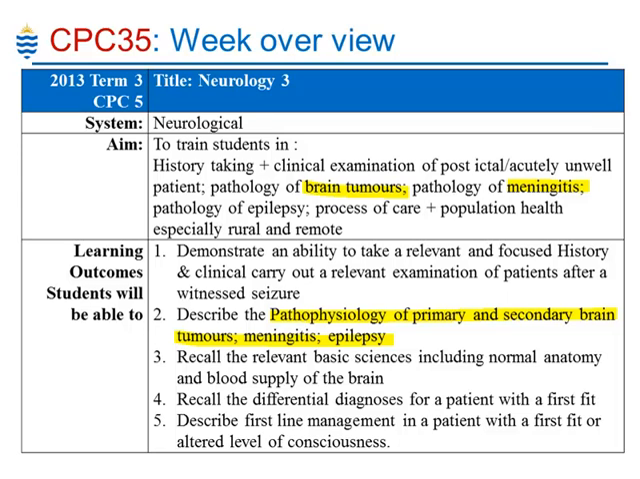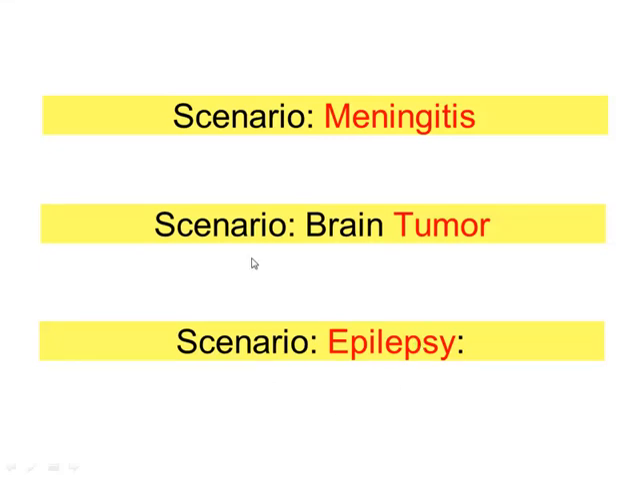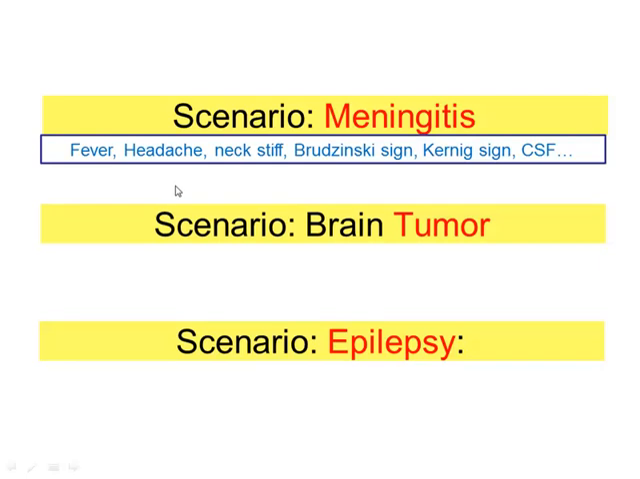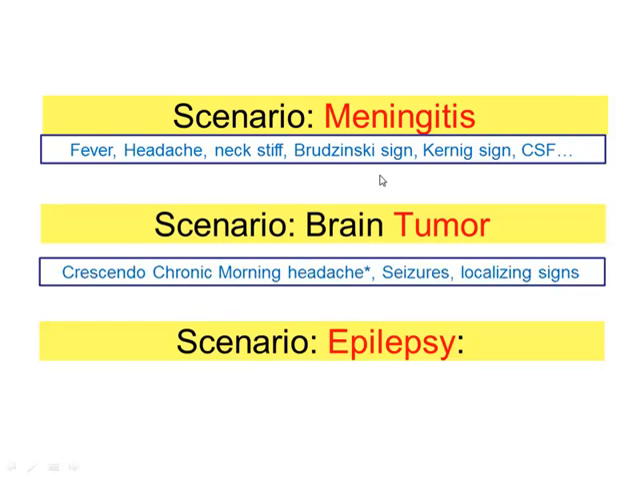Week 5, the next stage: meningitis and tumors, brain tumors and meningitis. So, we put the different scenarios for meningitis. Important are fever, headache, neck stiffness, Brudzinski sign, Kernig sign, CSF findings. Tumor: crescendo, gradually increasing headache, worse in the morning, then later presenting with seizures and localizing signs.